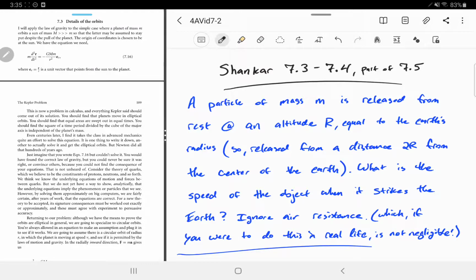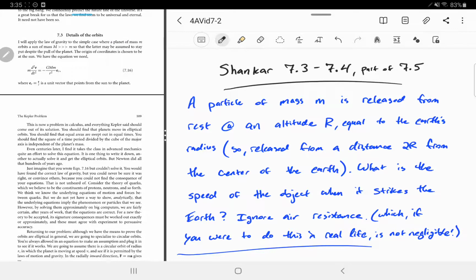All right, welcome to the next video. So we talked about Kepler, we talked about Newton. Now we're going to combine the two a little bit. So we'll talk about the connection between the two. We'll talk about energy in section 7.4. And part of section 7.5 has to do with escape speed, so we'll talk about that part.